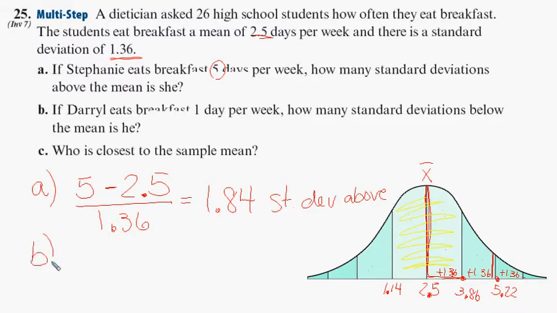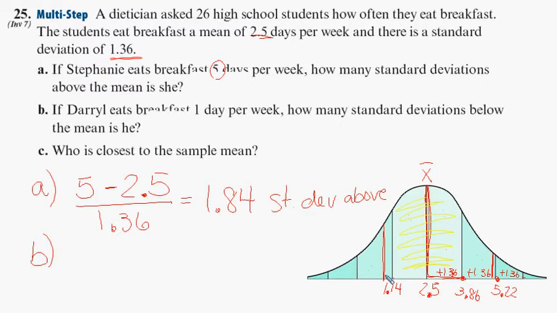So let's take a look at B. Daryl is eating breakfast 1 day per week. Okay, so where is Daryl? Well, Daryl is going to be down here below this somewhere, right? He's a little bit further away than this, which is 1.14. He's only eating breakfast 1 day a week, so he's going to be down here somewhere.